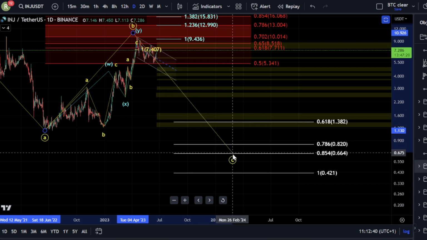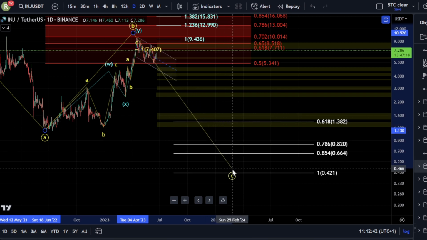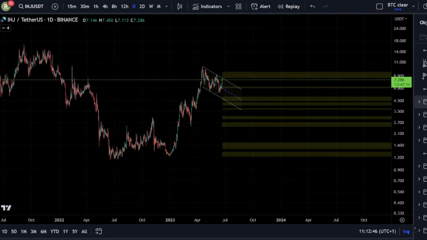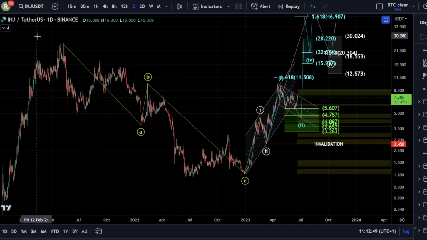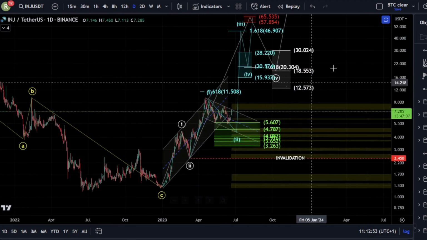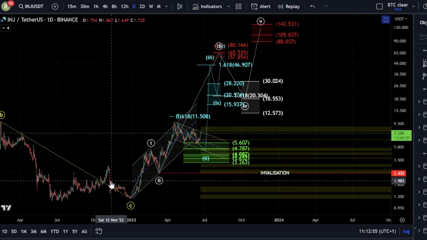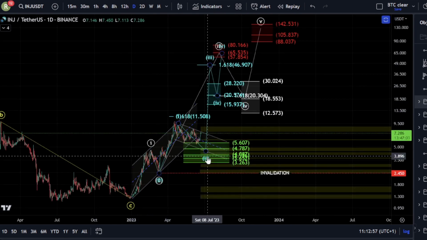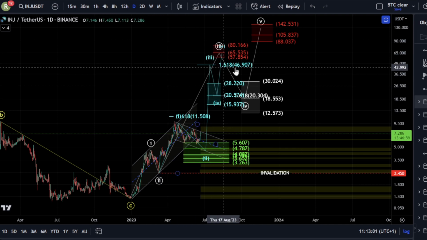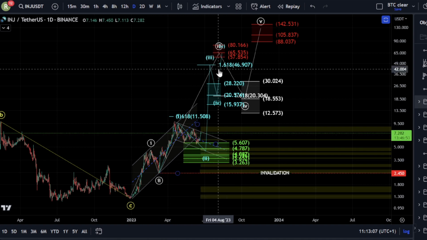Obviously, we do have some other levels here. There's a 786, 854, and this 1-to-1. Now, within this, we could also have the bullish case, where we argue that this is a corrective move completed into this low here. What we could be doing is setting up a series of 1s and 2s, where this becomes 1, 2, 1, 2. And then we're looking at this bullish push to the upside, looking for a target that would currently be sitting around this $46 level for a wave 3 of the blue count.